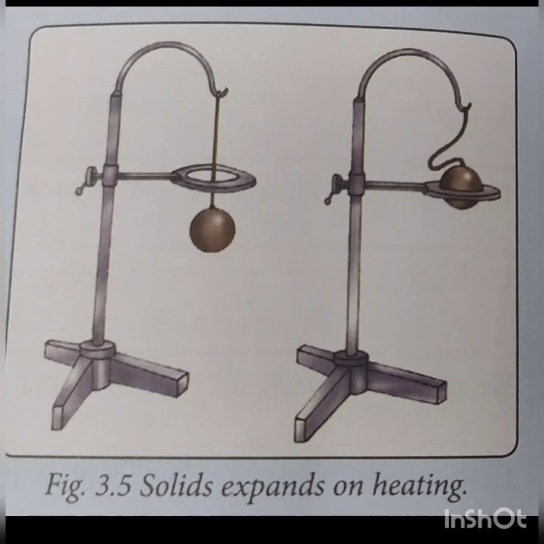The procedure followed is we set up the ball and the ring apparatus as shown in the figure. Notice that the metal ball can easily go through the ring attached to the stand at the room temperature. Now turn on the Bunsen burner and heat the ball over it for few minutes. Try to pass this heated ball through the ring again. We will observe that the ball does not pass through the ring as it has expanded on heating.